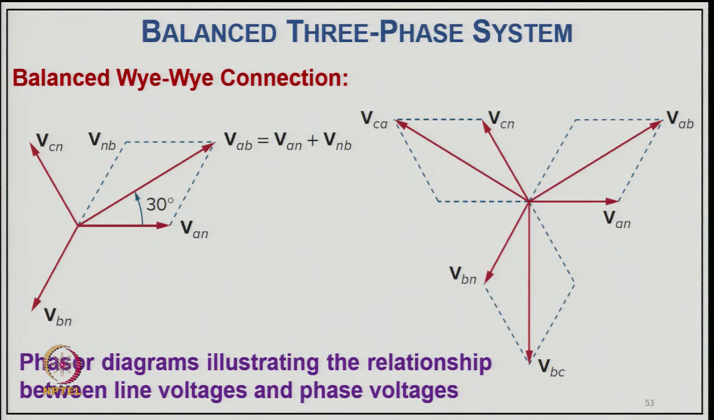And how you are getting this, we have already explained here, that V_ab equal to V_an minus V_bn or V_an plus V_nb. So, this phasor diagram illustrates the relations between line voltage and phase voltage here.